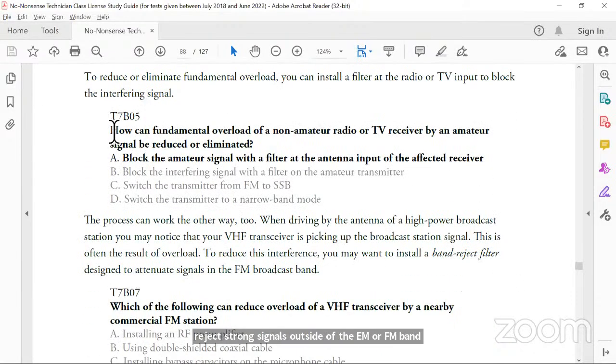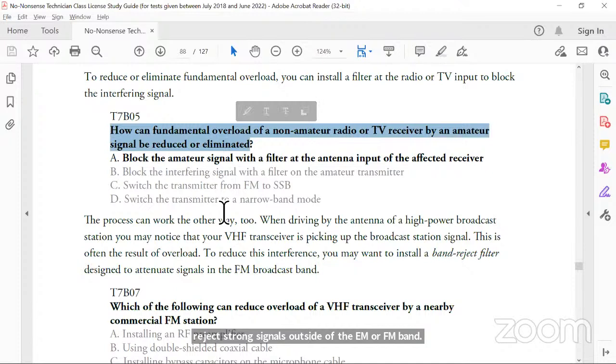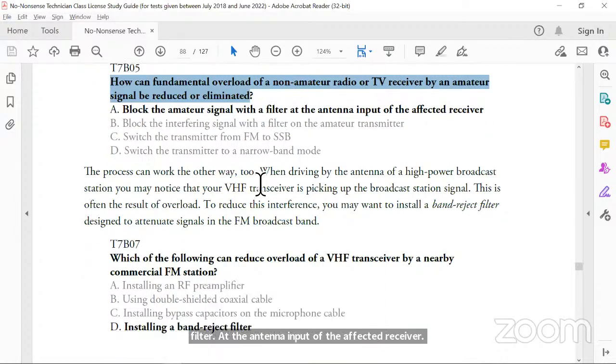Next question in the question pool. How can fundamental overload of a non-amateur radio or TV receiver by an amateur radio signal be reduced or eliminated? Well, what we can do is use a filter. So we can block the amateur signal with a filter at the antenna input of the affected receiver. So essentially we install a filter.